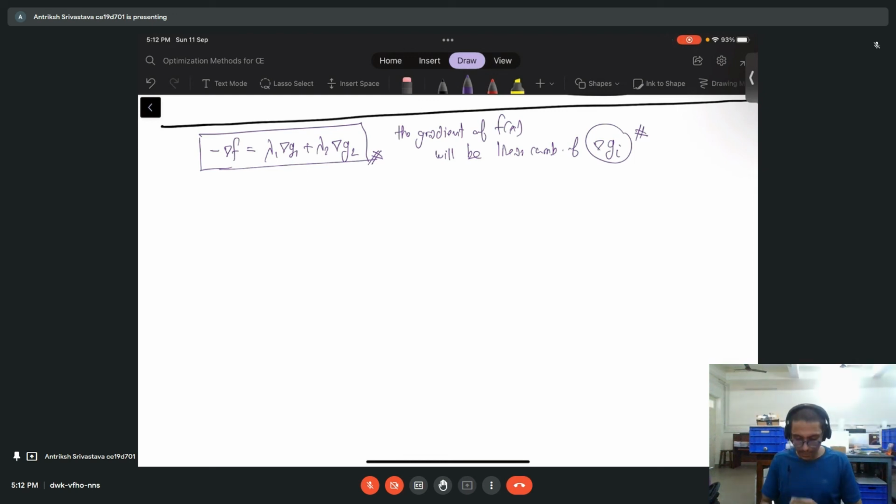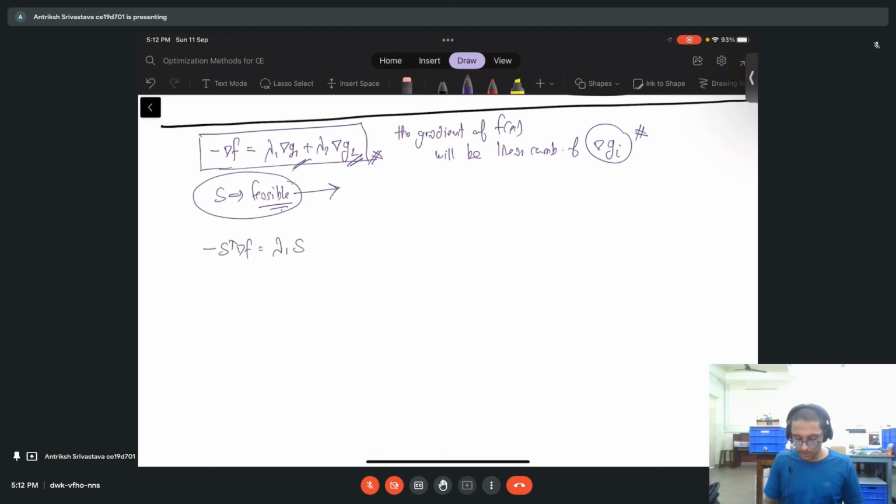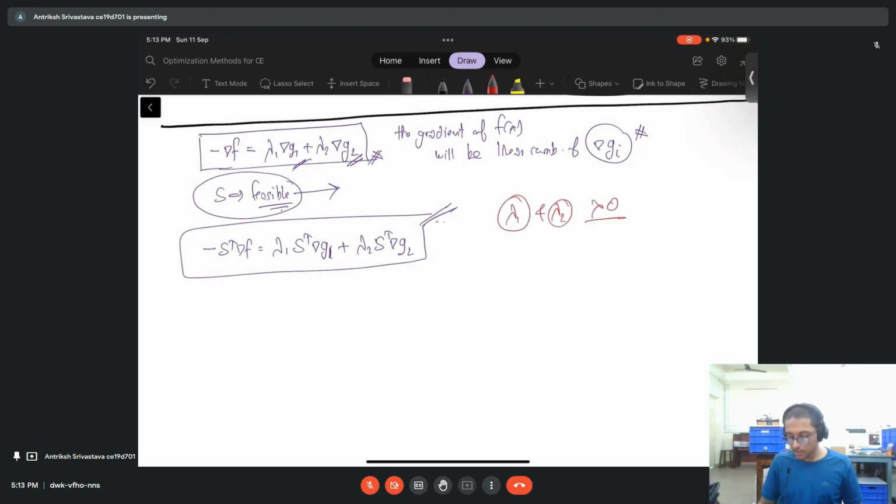Now what sir told was, let's say I have a direction S that is a feasible direction, meaning a direction along which my constraints are satisfied. If that is the case, then he wrote something here. He did the dot product of this with these things, and using this, he concluded that if your lambda 1 and lambda 2 are positive, then even if you go in the feasible direction, you will go away from the optima. So maybe I should give a little bit more context.